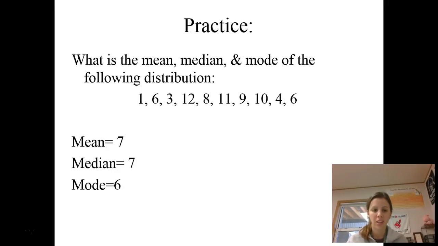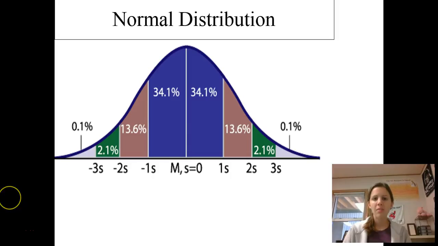And here are your answers. So mean is 7, median is 7, and mode is 6. Now the mean, median, and mode work really well if your data follows what we call a normal distribution, or it forms a bell curve.